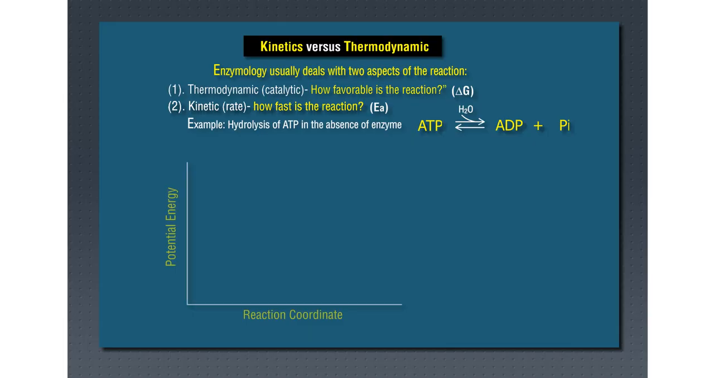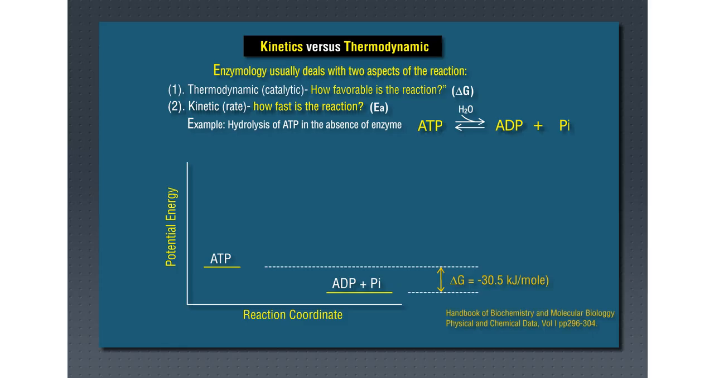In the diagram below, the x-axis represents the reaction coordinate, whereas the y-axis represents the potential energy. If one compares the potential energy of ATP with that of ADP and inorganic phosphate in the diagram, ADP and inorganic phosphate have lower potential energy and are therefore more stable than ATP. The Gibbs free energy change, or delta G, for this reaction is minus 30.5 kilojoules per mole. Therefore, this reaction is thermodynamically favorable and occurs spontaneously.